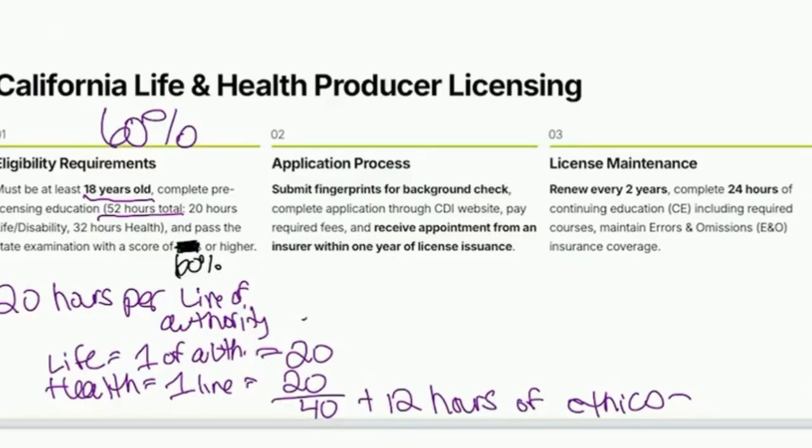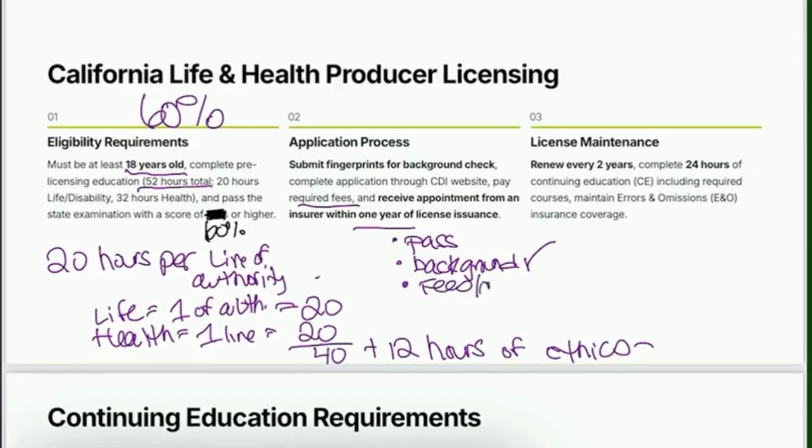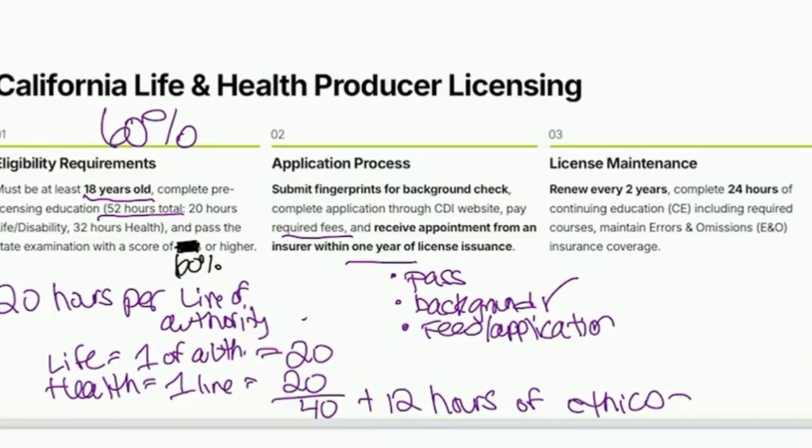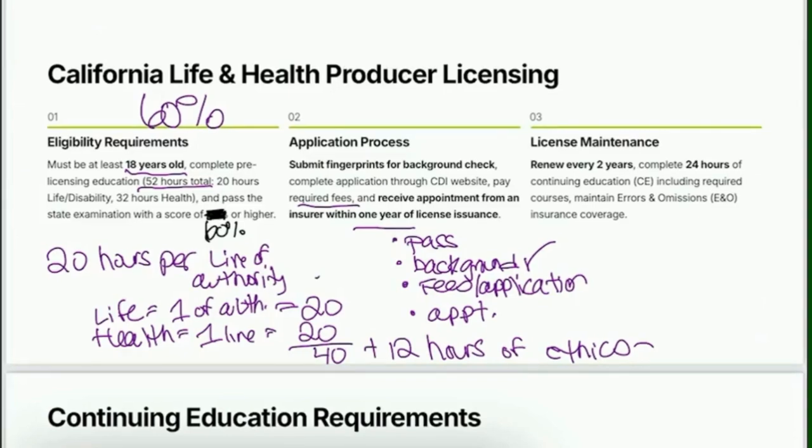So after you pass your exam, it's pass, then background check, and fees and application, and then appointment. You need to be appointed with the insurance company that you're working for, and you've got 1 year to do that. So maybe you go and pass the exam, but the place that you were lined up for didn't work out, you must be appointed to a company within 1 year. Your license may become inactive until you do.